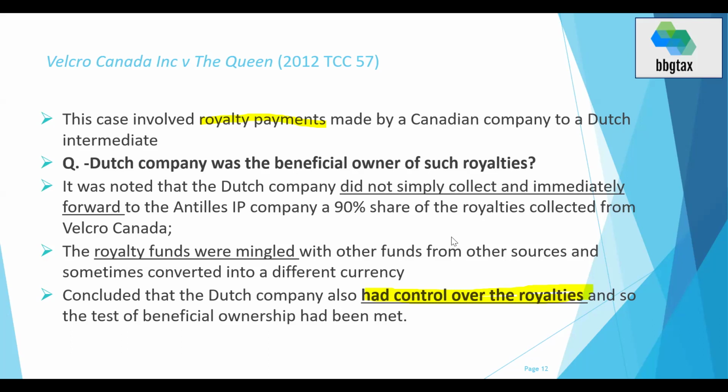So, any amounts that the Dutch company held in its accounts earned interest income for its benefit and were used to pay its expenses as well. In light of these facts, it was clear to the tax court that the Dutch company had both possession as well as use of the Velcro Canada royalties. In addition, the court noted that the company had assumed some conventional commercial risks with respect to the royalties. The court therefore concluded that the Dutch company also had control over the royalties, and so the test of beneficial ownership had been met. So even in this case, it was held that Velcro was the beneficial owner of the royalties.